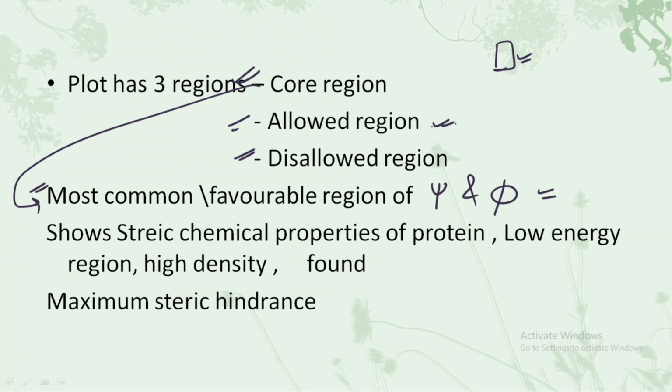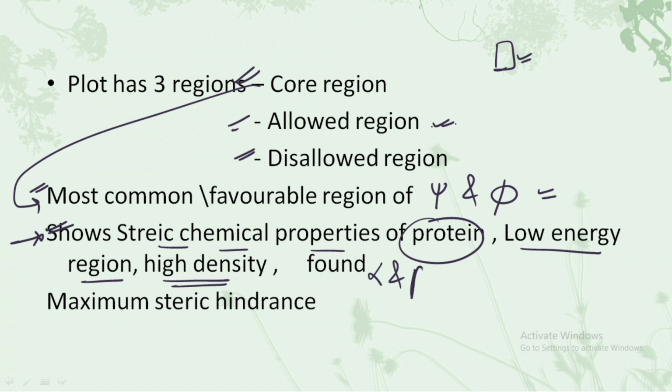So in the allowed region, there is an intermediate steric hindrance between the bonds that we are focusing upon, and it also shows the steric chemical properties of the proteins. It is a low energy region and also of very high density. And one more thing we have to remember is that both alpha and beta sheets are found in the allowed region.